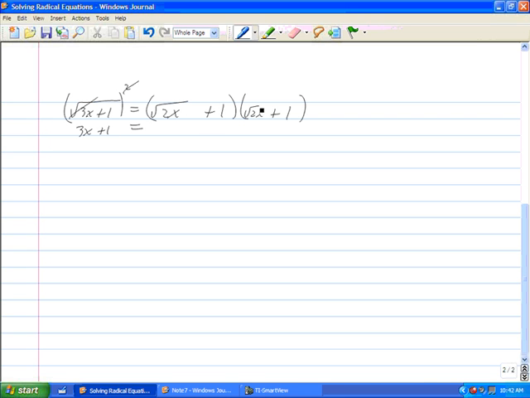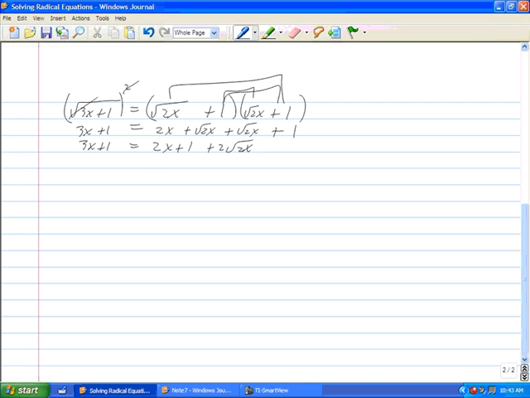And over here, first times first, square root cancels square root, you've got a 2x. Outer product is plus the square root of 2x. Inner product is plus the square root of 2x. Last times last is a plus 1. Gathering up any like terms, 2x plus 1 plus 2 square roots of 2x.